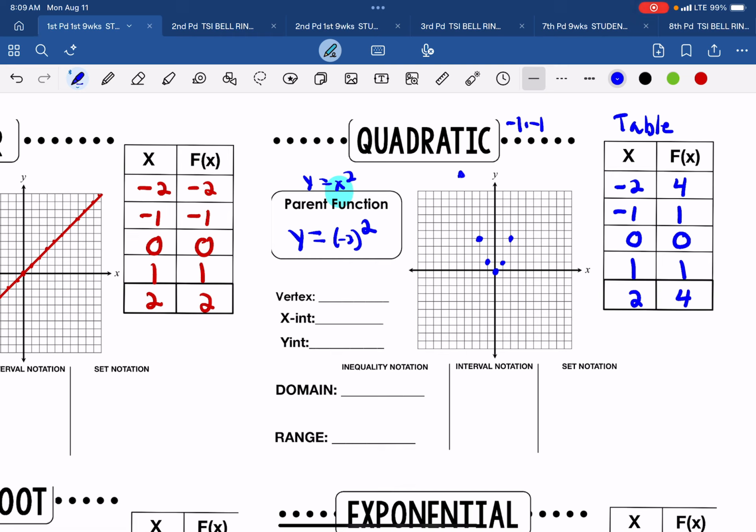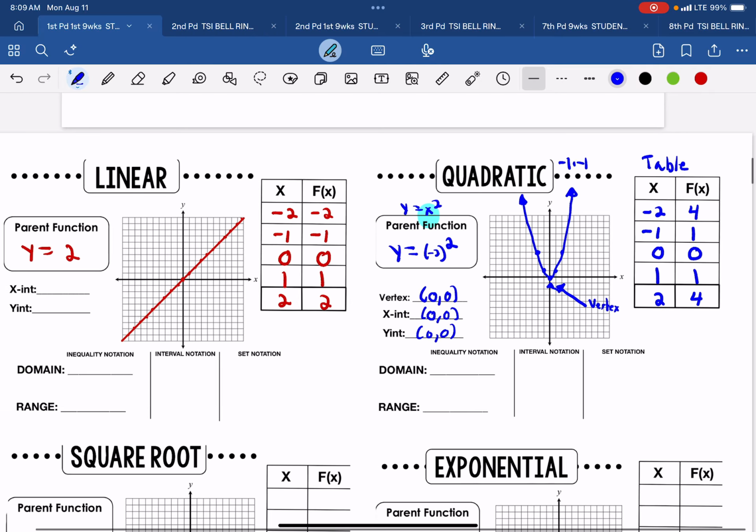As you remember, something very important about quadratics is that they're symmetrical, right? The vertex, where's the vertex? If you don't remember what the vertex is, it's that point right there. That is my vertex. The vertex for the parent function starts at 0, 0. In this case, the x-intercept is 0 as well, and the y-intercept is 0. Boom. We'll talk about domain and range in just a bit.